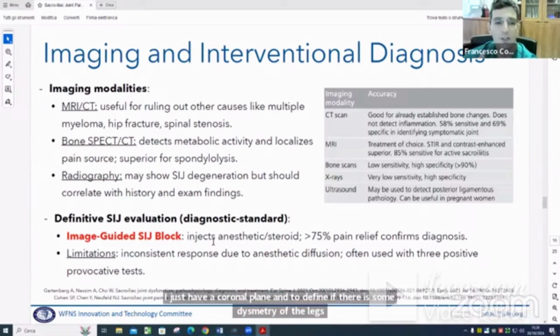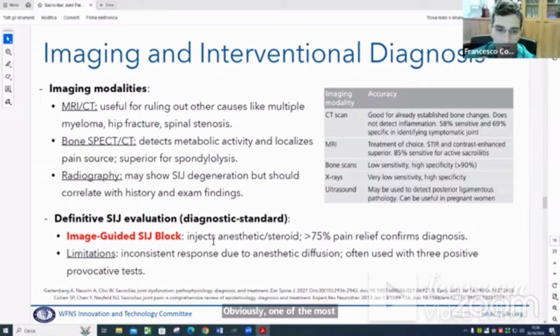Obviously, one of the most diagnostic tests is the image-guided block with anesthetic and steroids, and usually a decrease of more than 75% of the pain confirms the diagnosis. So it is an invasive procedure that can help in the diagnosis.